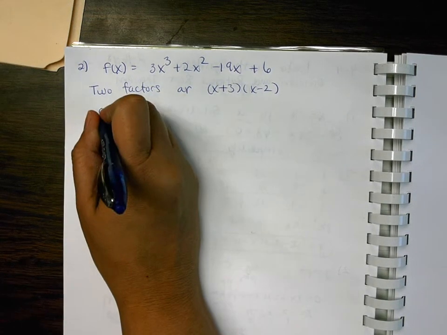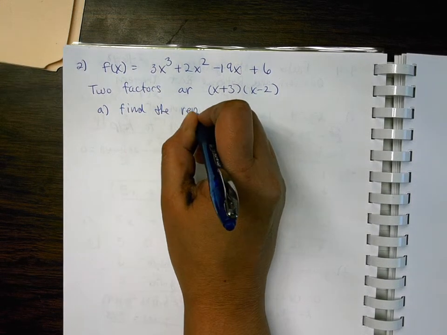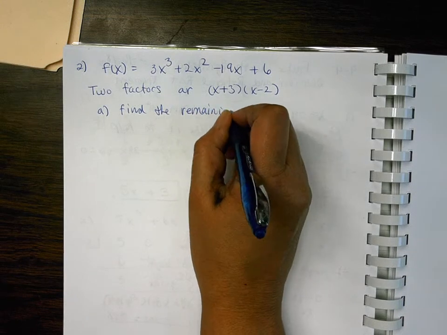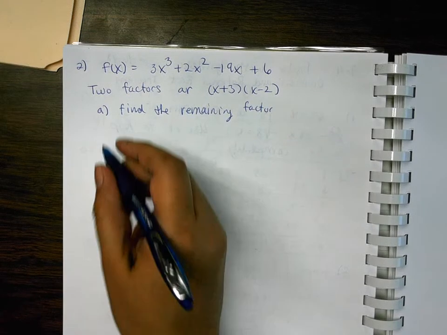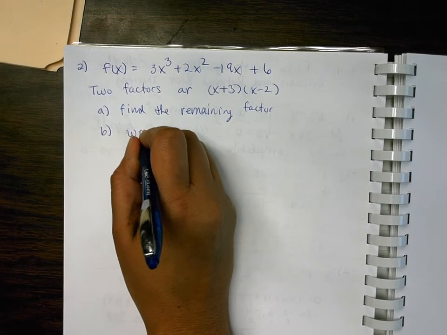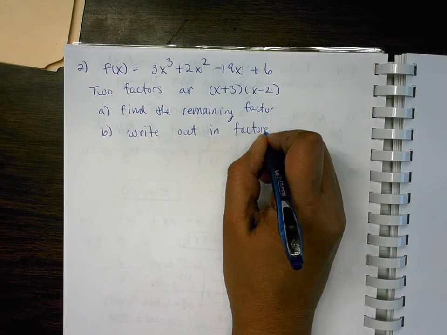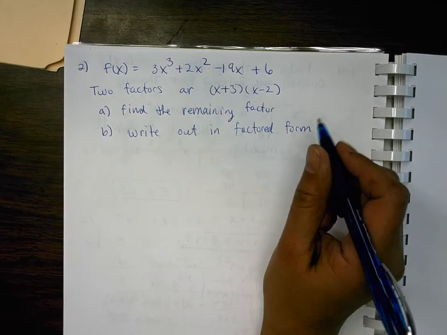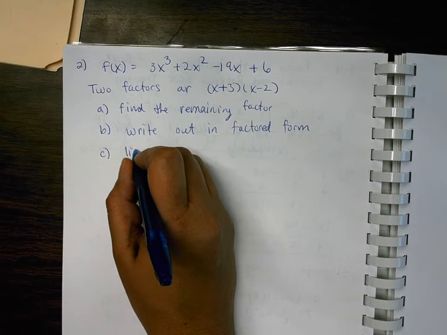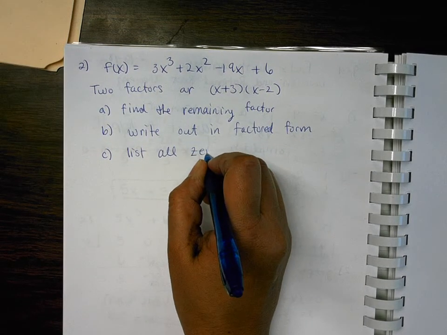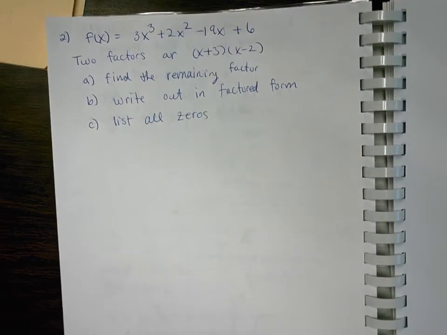All right, so part A, find the remaining factor. Part B, write out in factored form. And part C, list all the zeros. All right, so they didn't ask us to graph, but we're finding pretty much all the bits and pieces that we would need to graph.